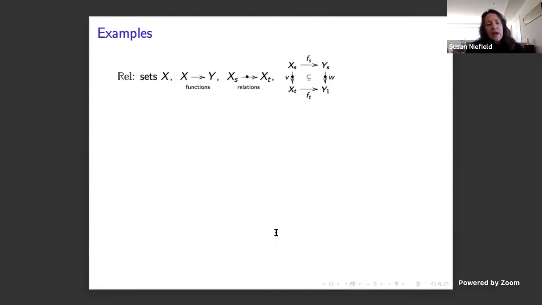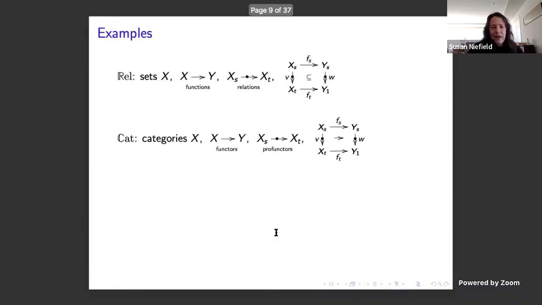Rel: the objects are sets, the morphisms are functions, the horizontal morphisms, and the vertical morphisms are relations. And you have a cell from V to W if (X sub S, X sub T) in V implies that (F sub S of X sub S, F sub T of X sub T) is in W. So that's Rel.